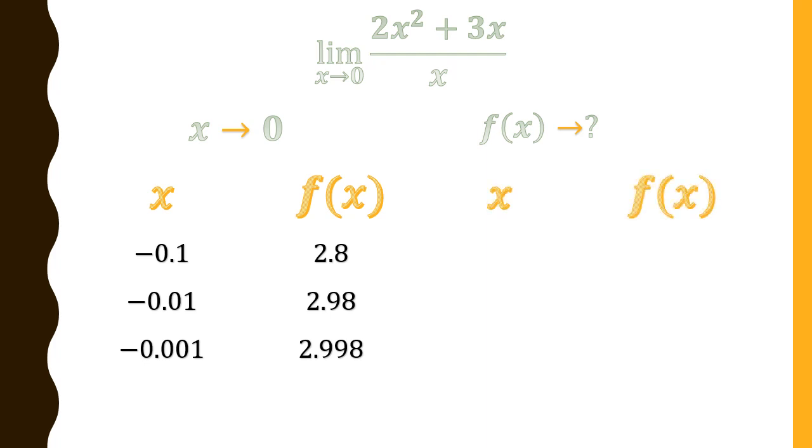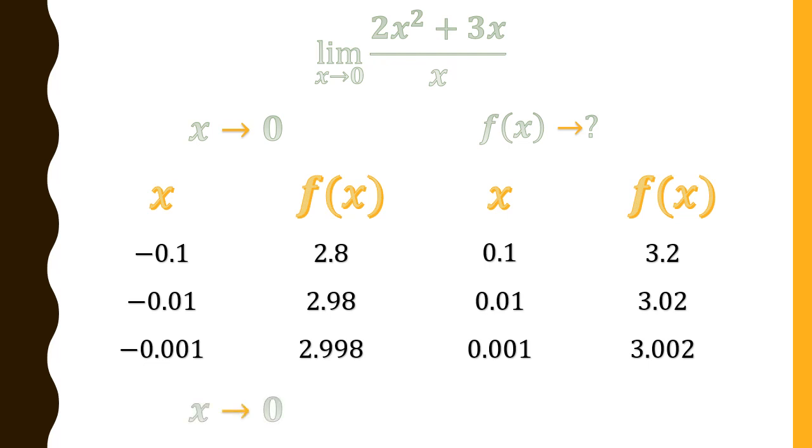To be sure, we will prepare the other two columns. This time I will take a value greater than 0, that is 0.1, and when I put it into the equation I get 3.2. When I take 0.01, which is a bit nearer to 0, and put it into the equation I get 3.02, and then I take the nearest value 0.001 and I get 3.002. So from both the columns of f(x) you can deduce that when x tends to 0, the value of f(x) will tend to 3. So the limiting value for this function is 3.